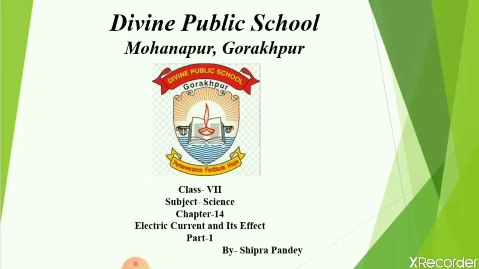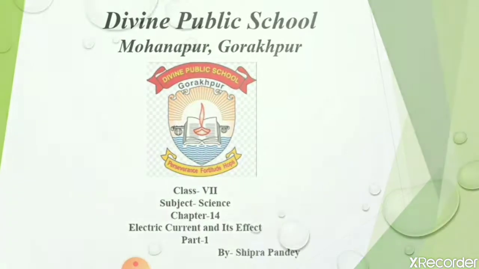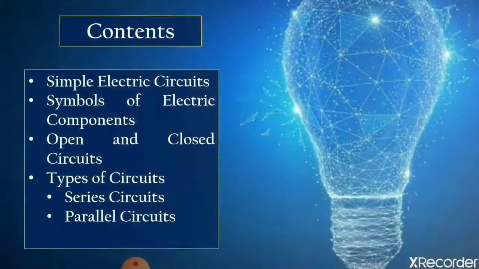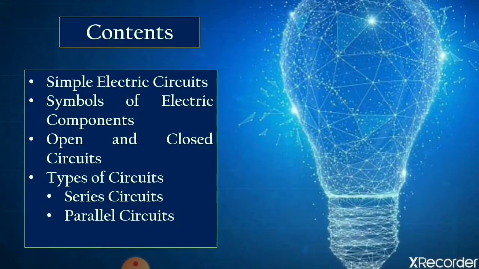Students, today we are going to start Chapter 14 of Class 7 Science, that is, Electric Current and its Effect. And this is the first part of this chapter. Now, let's have a look at what we are going to study in this video.